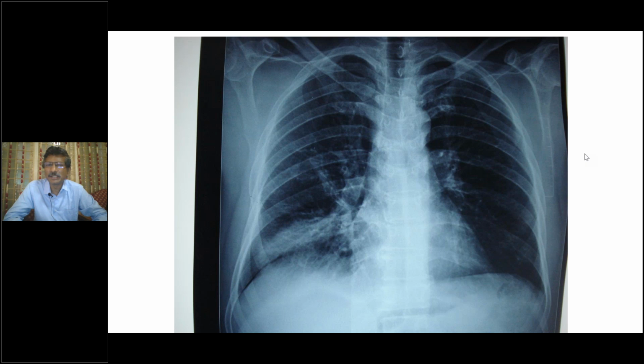Alan has put hilar opacities. Which hilum, right or left hilum, or both sides? Soumya has mentioned cavitation. So you need to mention the location. Where is the cavity? Emphysematous lung extending about 10th rib. Okay.